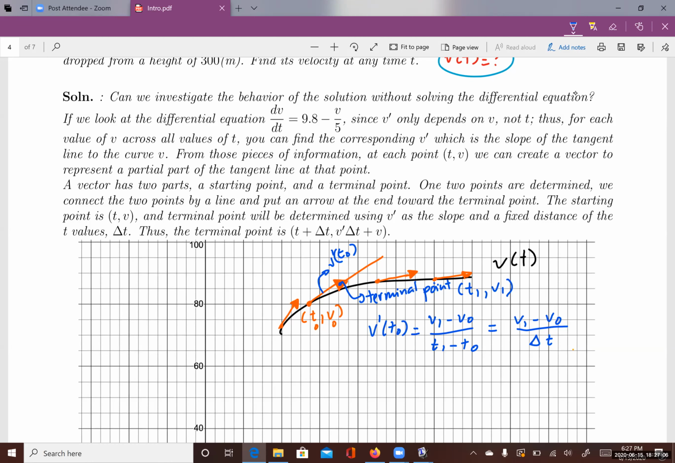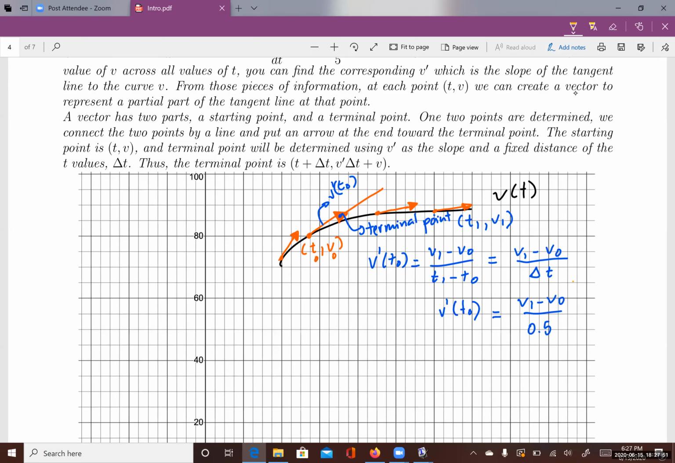And again, this is just a segment of my tangent line. I can choose a fixed delta t for all the vectors that I'm creating. So let's say the delta t in this case is 0.5. I want to set the magnitude for my difference in t to be 0.5, a fixed delta t. Then I have v prime of t0 here, and at this point, I know that v0 is given. I pick a point (t0, v0). I just need to find v1 because t1 can be determined using t0 plus delta t.